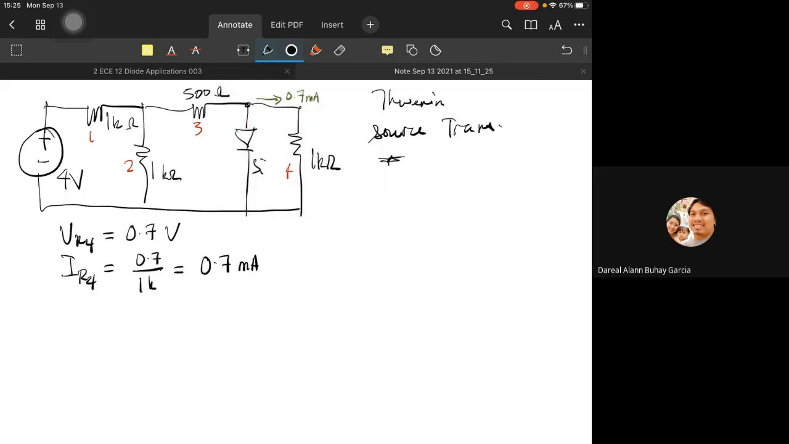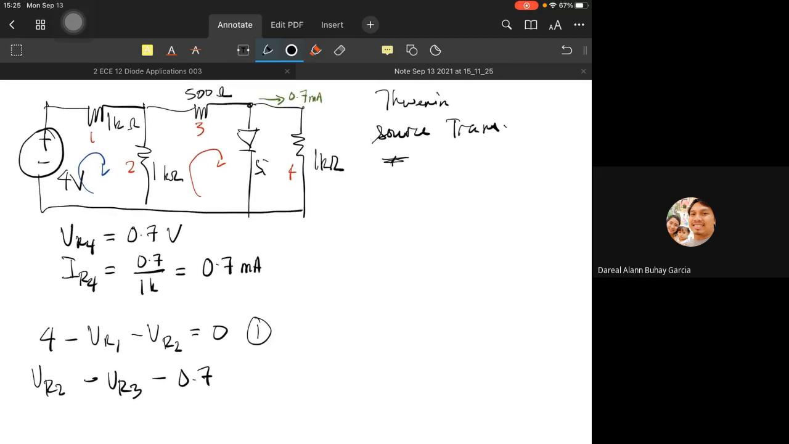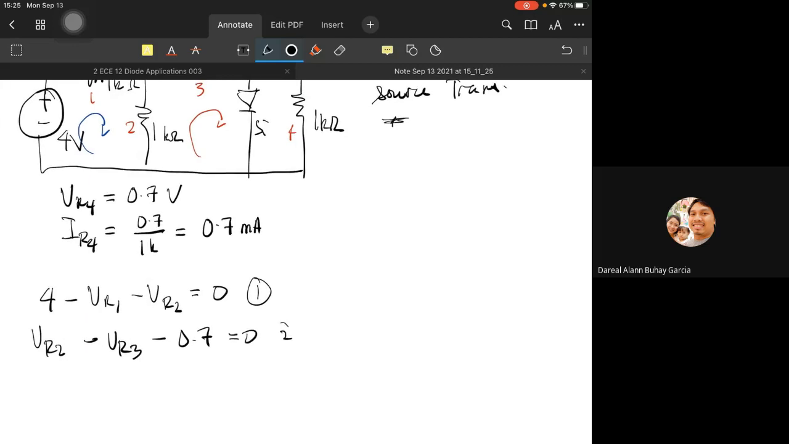Trivial equations ta. Here and here. 4 minus VR1 minus VR2 is equal to 0. Because VR2 minus VR3 minus 0.7 is equal to 0. Equation 2.